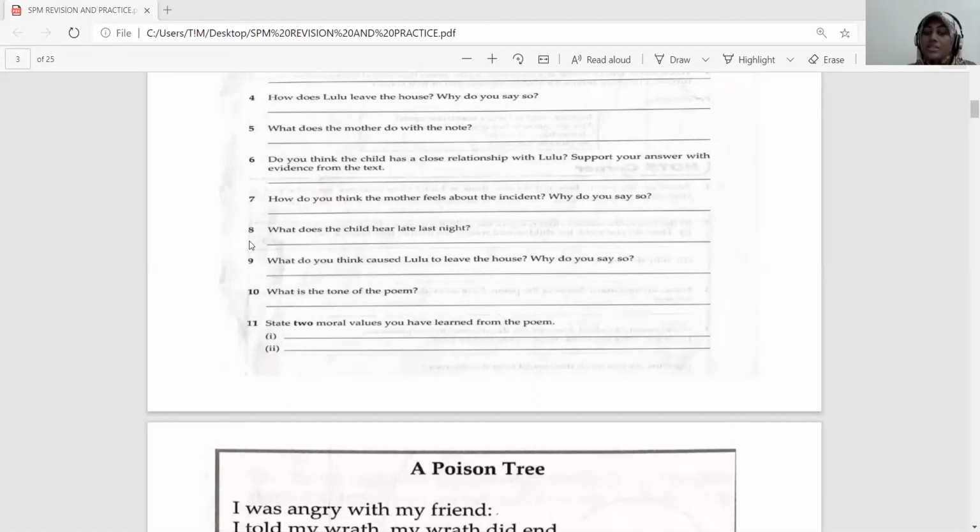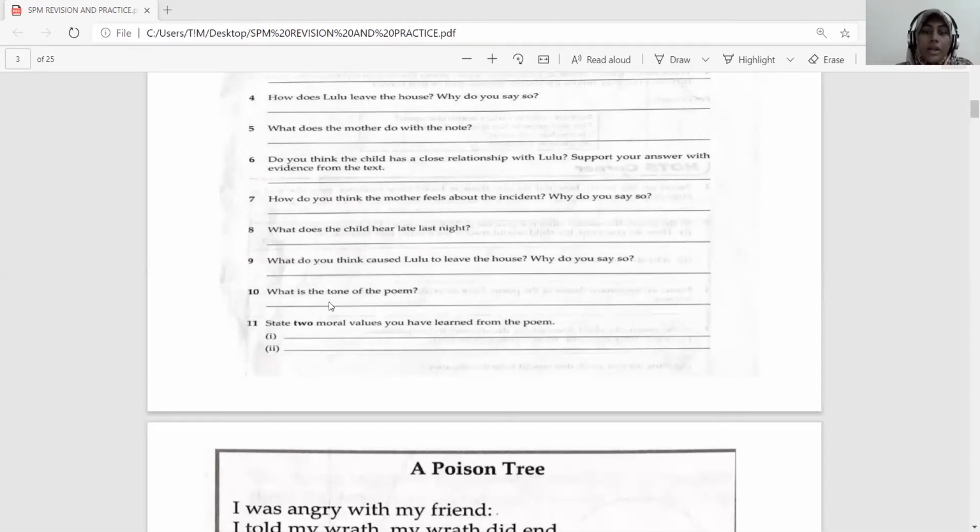Okay, because the child heard the loud voice. Okay, why do you say so? It's because the child heard the loud voice, so she left the house. Stress of learning what? This is not about school. It's about the family problem, the conflict in her family.